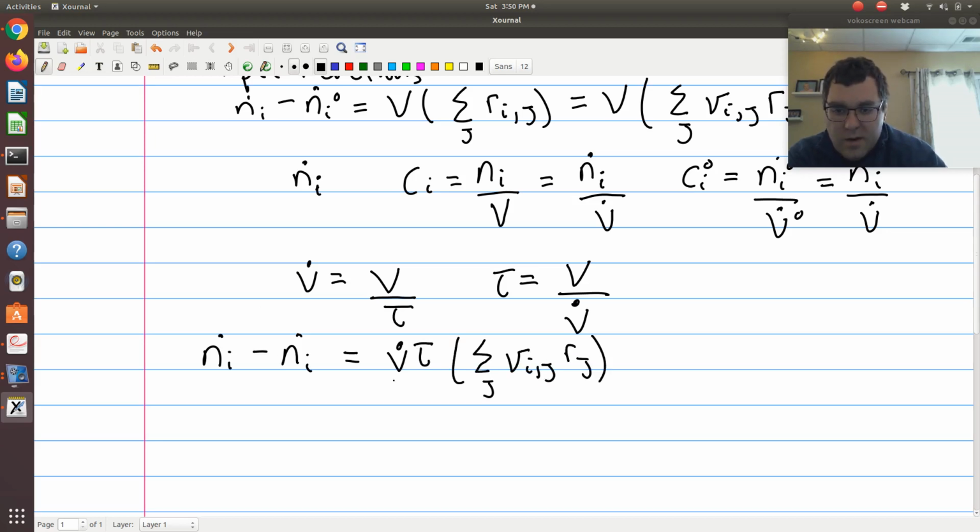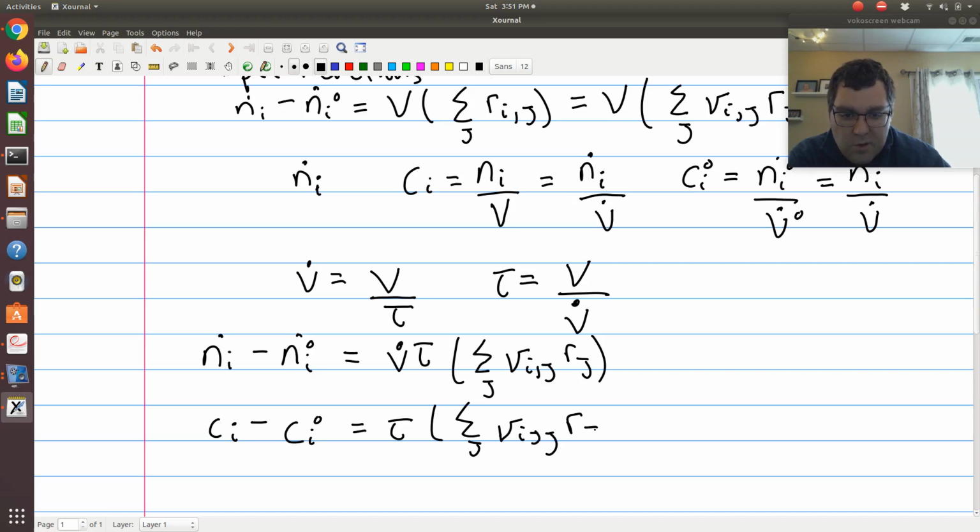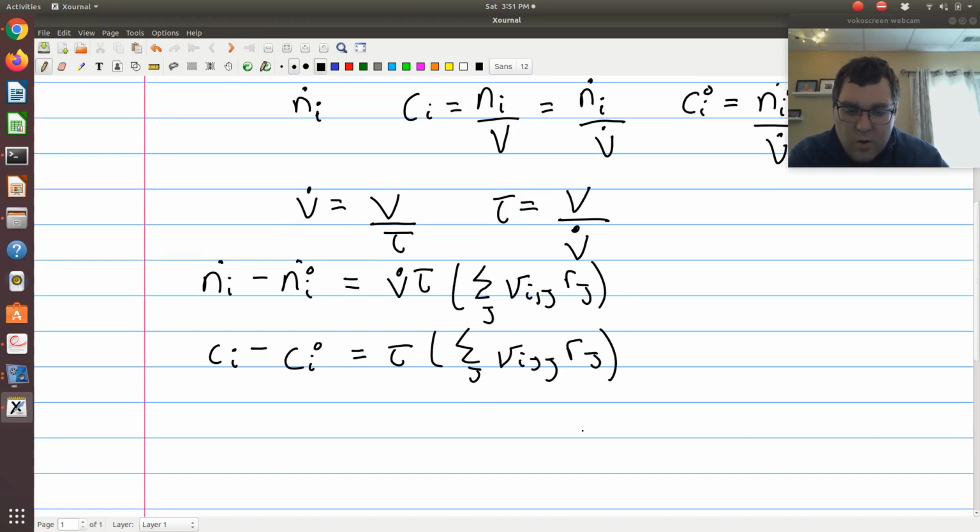Okay, so now if I divide through by V dot, assuming that the volumetric flow rate in and out is the same, Ni over V dot is Ci, and Ni naught over V dot is equal to Ci naught. I get that Ci, the concentration leaving my reactor, minus that going in, is equal to tau times the sum over j of nu ij, that's meant to be a comma, rj. Okay, cool.